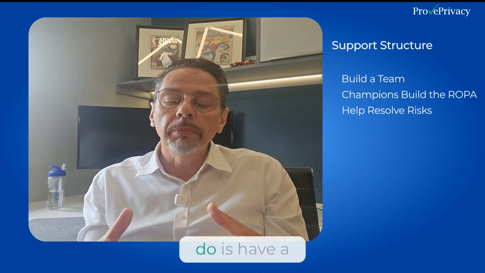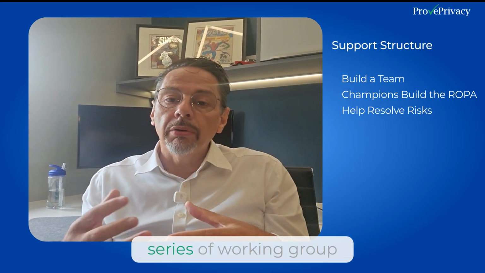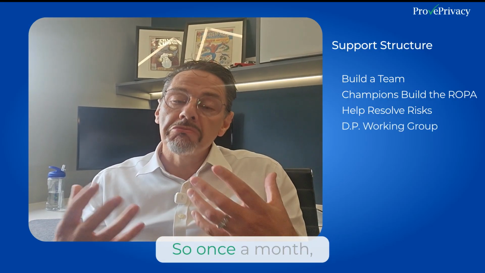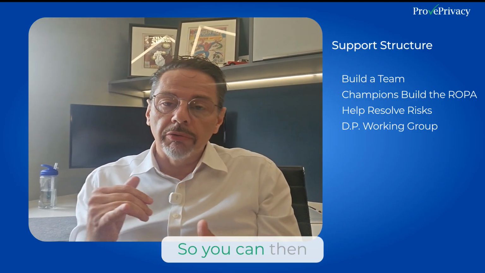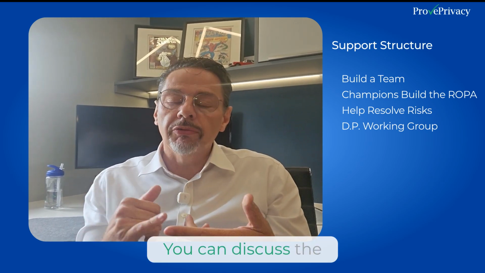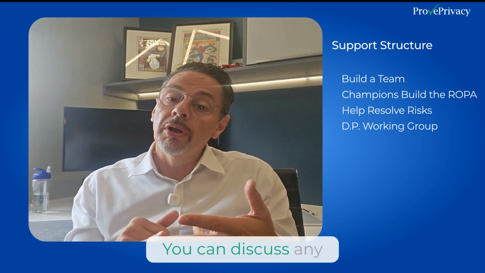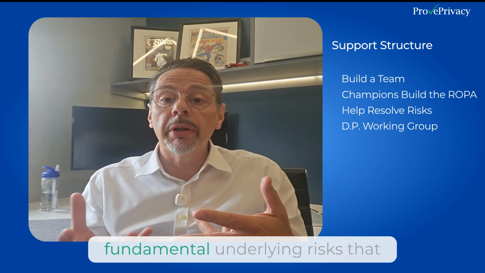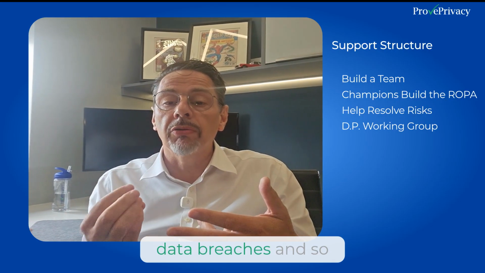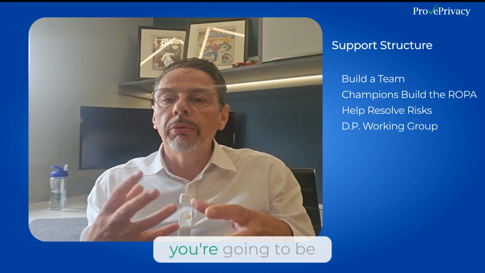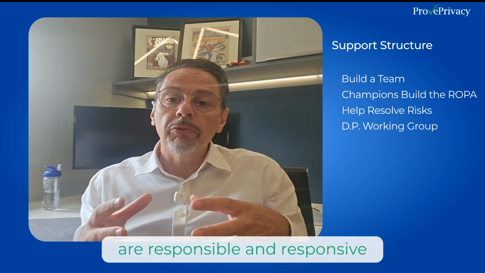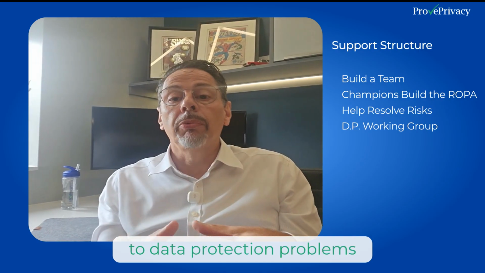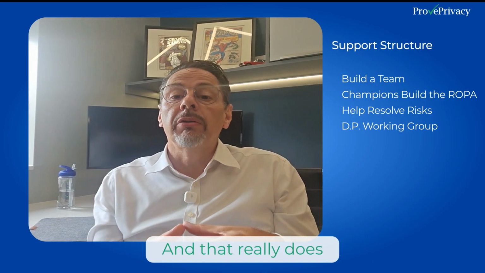What I recommend you do is have a series of working group meetings in place. So once a month, you get all of the data champions in a room at once, and you talk about data protection problems across the business. So you can then discuss things in the ROPA, you can discuss the risks you've identified, you can discuss any data breaches that are coming in and any fundamental underlying risks that might be on those data breaches and so on. And then what you're going to do is you're going to build a culture of people who are responsible and responsive to data protection problems within the organization. And that really does help you to build that culture.